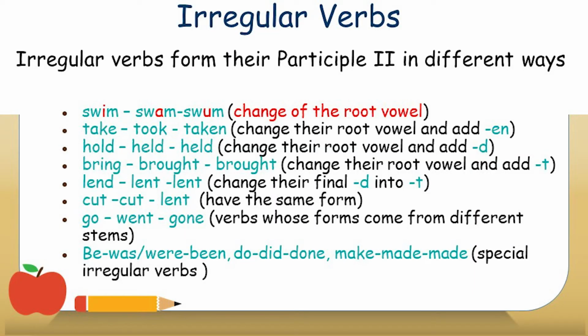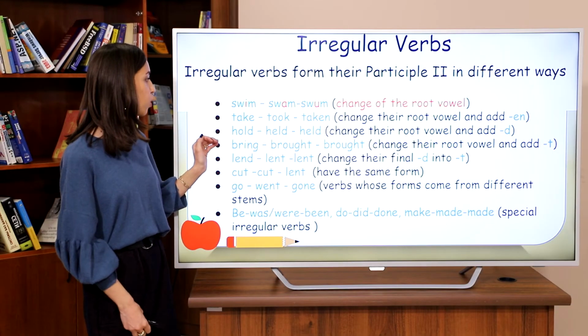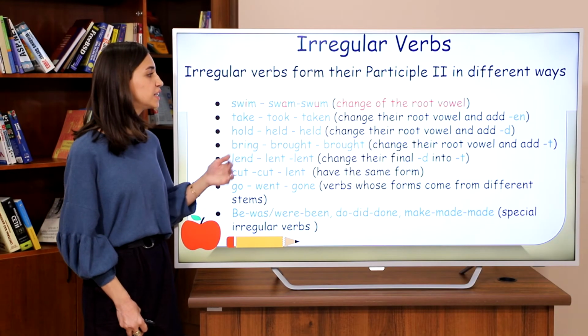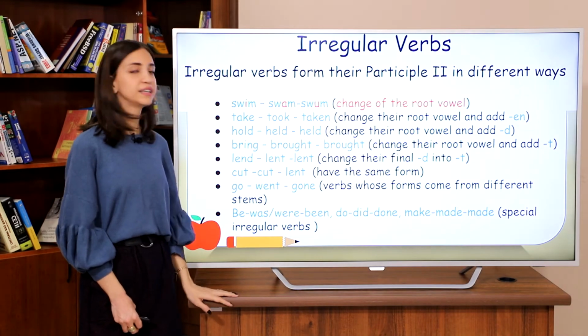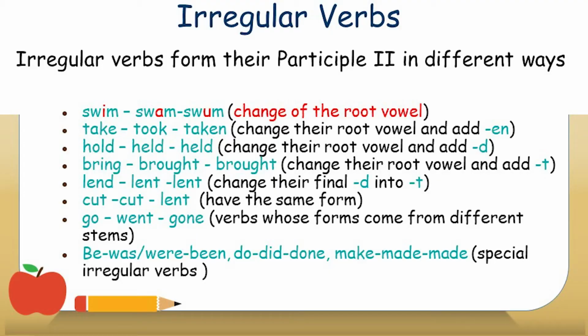They change their root vowel and add en at the end of the verb. Let's look at the next example. Hold, held, held. They changed their root vowel and add D. So, let's look at these examples again.